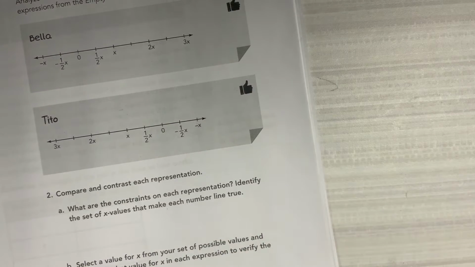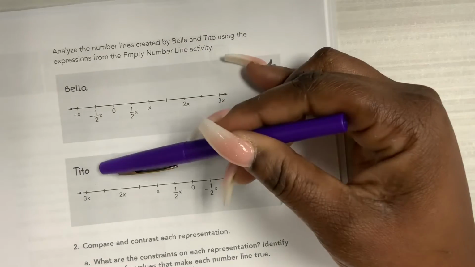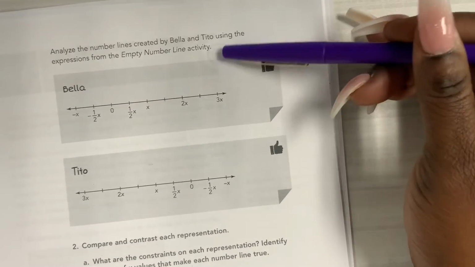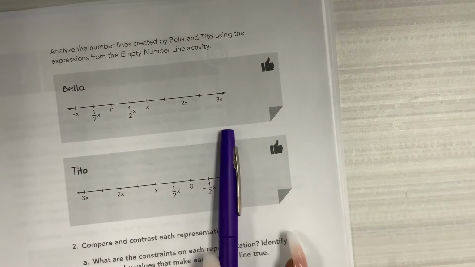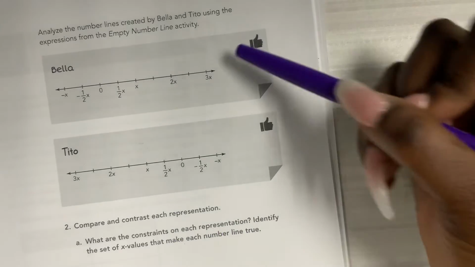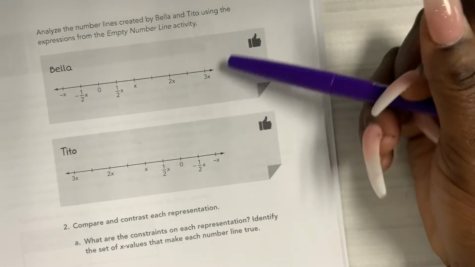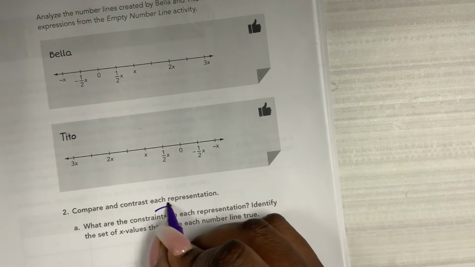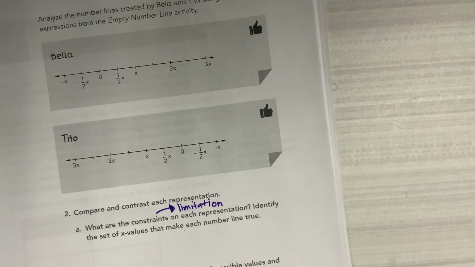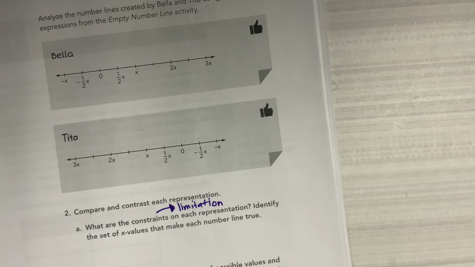So that's what I want you to think about as we turn the page and go into this next activity. Before you think about a constraint or a limitation, I want you to analyze these number lines created by Bella and Tito. I don't know where they come up with these names. Using the expressions from the empty number line activity. If you remember in the getting started, these were those same expressions. What I want you to do is look at the constraints on each one of these representations, the limitations. That's basically what a constraint is. It's just a limitation. A limit is just something that we can't go over, or we can only do so much.